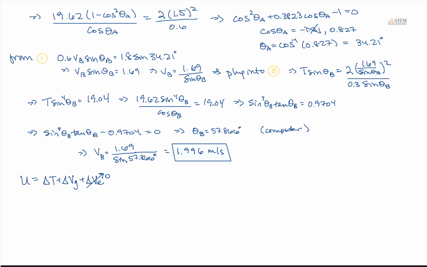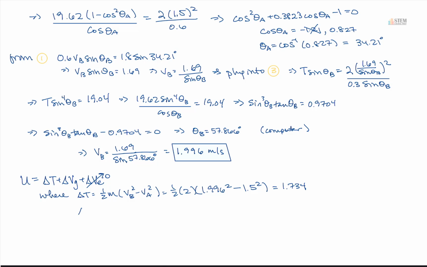So let's go ahead and fill those in, and then we'll look at the work for the force at the end. Okay, so delta T is going to be 1/2 times the mass times VB squared minus VA squared. So it's 1/2 times 2. VB was 1.996, square that. VA was 1.5, so square that. And that gives us 1.734. All right, so we've got that.